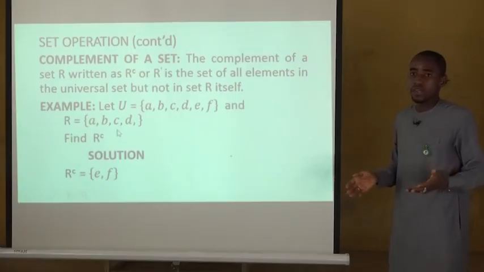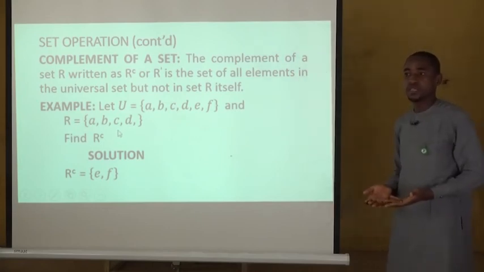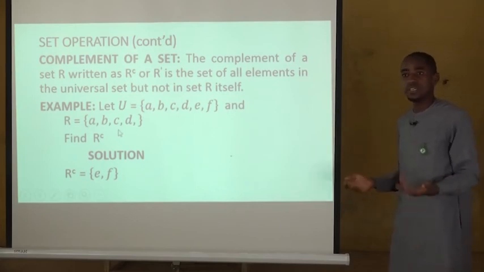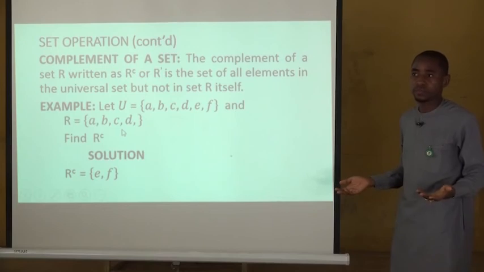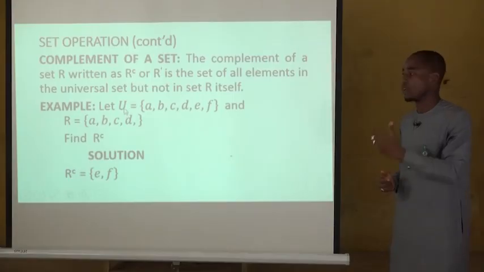Just a very good example, take maybe a house with a single room. The house is your universal set. Then you have one room with maybe elements Musa, Isa, and Blessing. Then within that house, we also have Aliyu and Ibrahim. So Aliyu and Ibrahim is the complement of that set, because Aliyu and Ibrahim are within the house but are not in that room. That is what we mean by complement of a set.